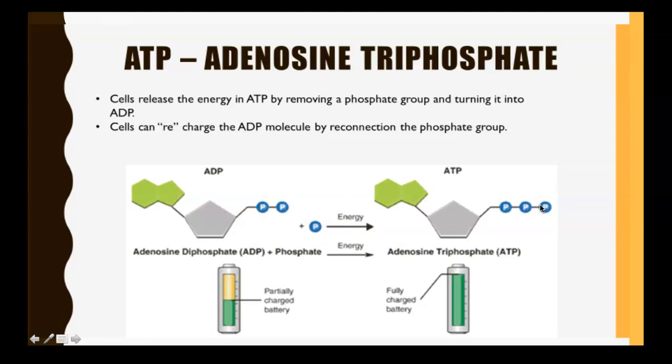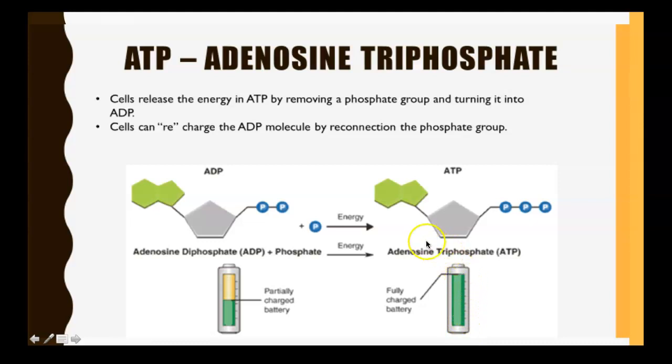When ATP is required to run a cell reaction, this third phosphate right here is going to break off. The bond connecting these last two phosphates is going to break, and that breaking of the bond is going to release energy so that the cell reaction can occur. So essentially, adenosine triphosphate acts as a fully charged battery.